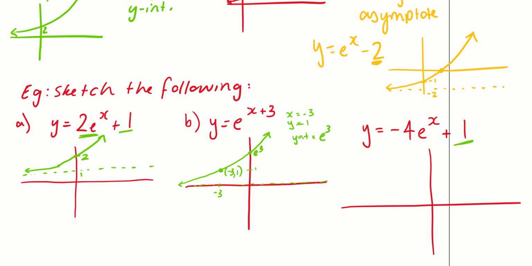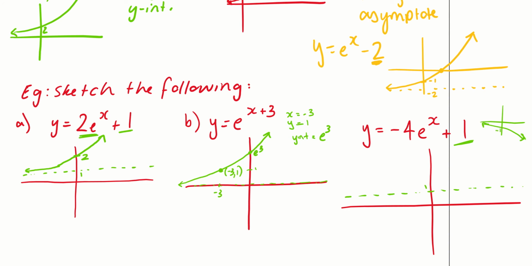Asymptote is at +1. So let's sketch that in there. Now, this is a negative graph. So it's a negative at the front. So straight away in my head, I'm thinking, okay, that's got the nature looking something like this.